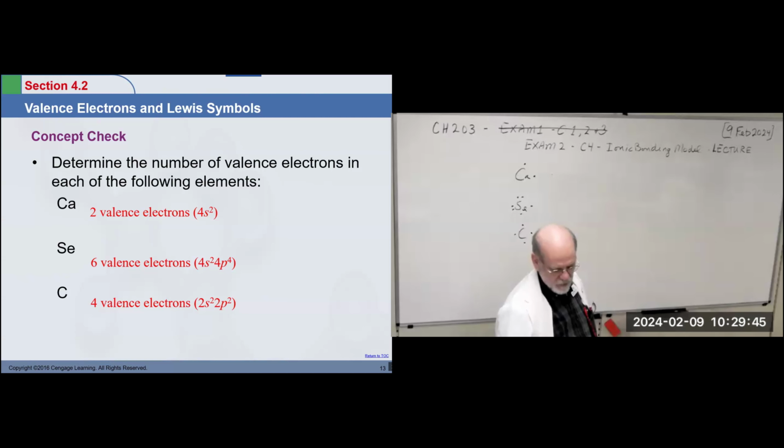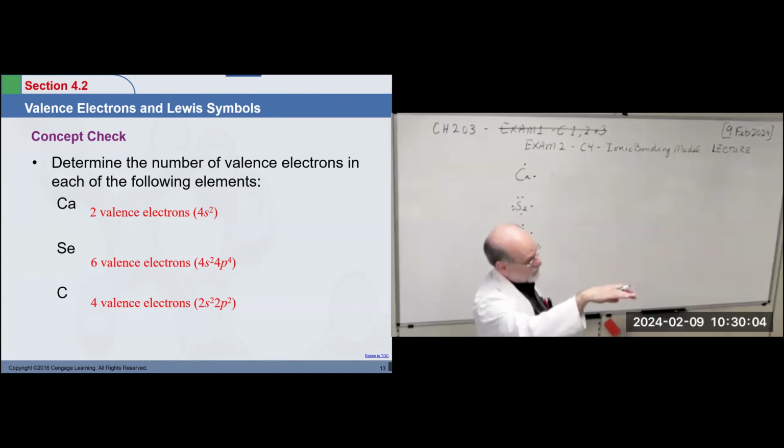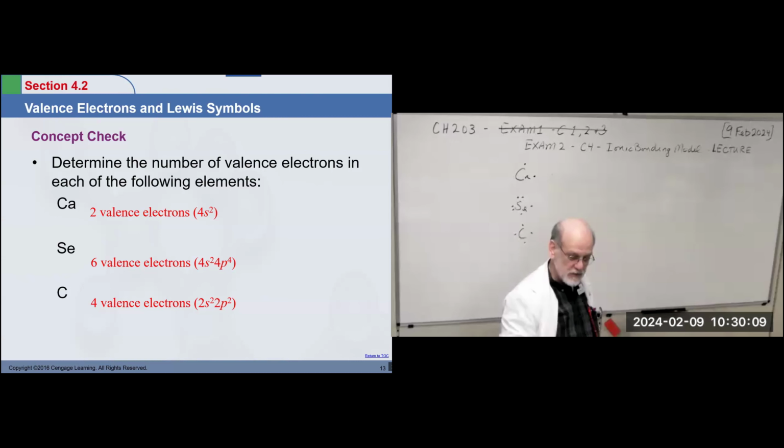Okay, so 2 valence electrons for calcium, and since calcium is in the 4th period, those 2 electrons are located in the 4s subshell. Selenium has a 4s since it's in the same period as calcium, only we move it over, it's got 4s2, but it also has 4p4. So that's 6 valence electrons, and carbon has its 2s and 2p.